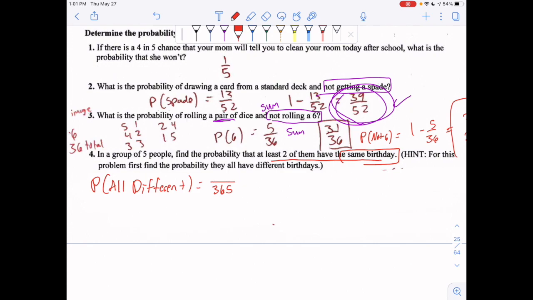The first person has how many options to pick from for the birthday? You don't pick your birthday, but let's say the first person could have any day. The second person, if they're all different birthdays, cannot have the same birthday as the first person, so that's 1 less day. The third person cannot have the same birthday as the first 2, so you have 2 less days. And so forth, all the way to minus 4, so all the way to 361. It's a crazy big number.